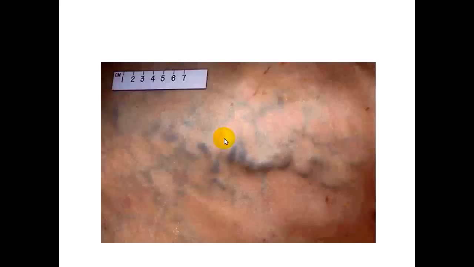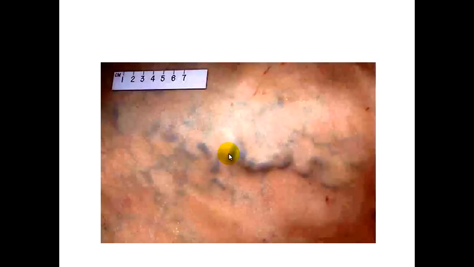You can do a few tests like the fluid thrill. You can just tap at one end and you can feel the wave which goes towards the other end. So it's not air, it's not a mass, it's actually fluid which is present inside the abdominal cavity. So it's called a fluid thrill. You can see these dilated veins.